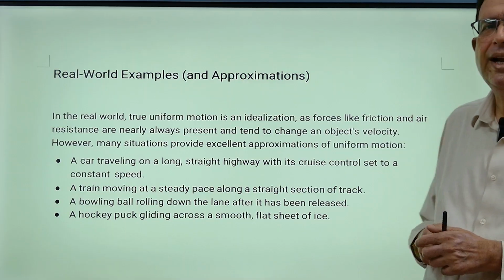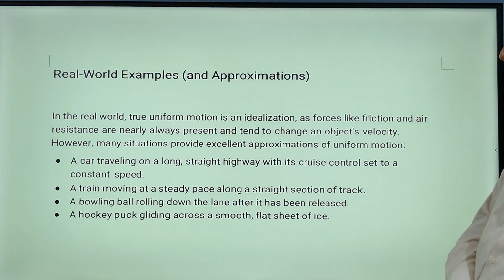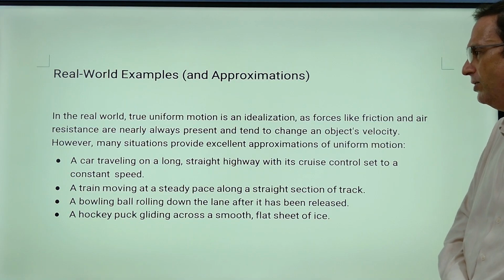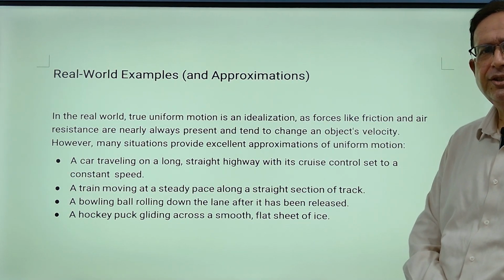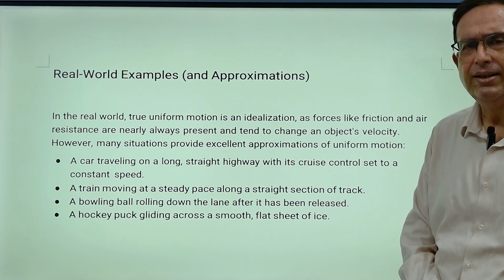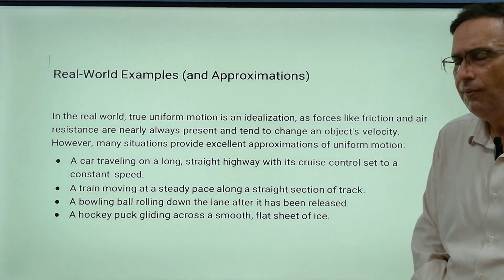So in the real world, we can talk of, for example, a car traveling on a long straight highway with its cruise control set to a constant speed. In that case, it is moving in a straight line with a constant speed. So that would be a uniform motion in one dimension.